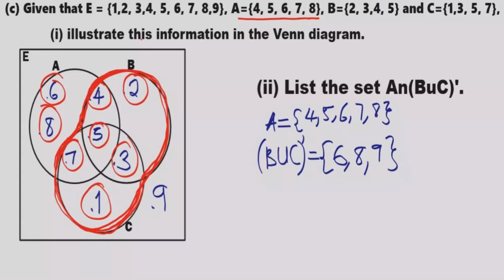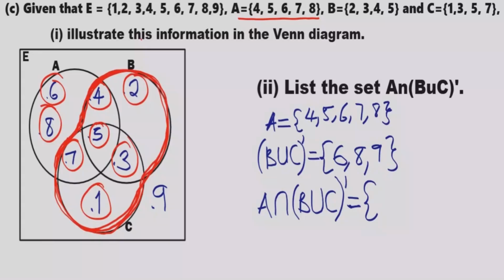So now the actual question is, we list the set A intersection open bracket B union C complement, which is equal to, then we open bracket. So what we do is we want to find, now remember the keyword here is intersection, A intersection B union C complement.